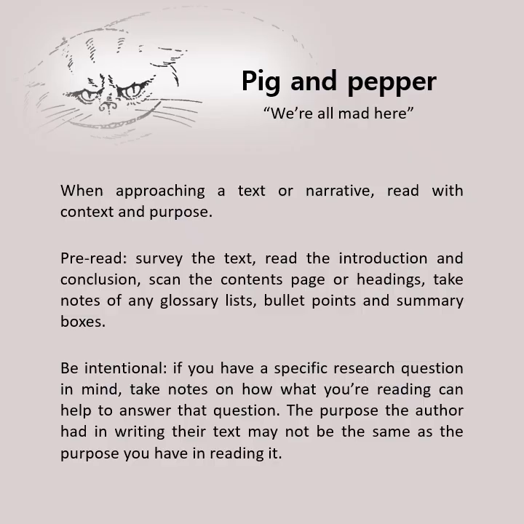Before reading a text for information, pre-read. Survey that text. Read the introduction and conclusion before the main text. Scan the contents page of longer texts or headings for shorter texts. Note any keywords, glossary lists, bullet points and summary boxes to get an approximate idea of what the author is going to tell you about before starting to read the text. That way, you'll have an idea of context when you're reading the details.